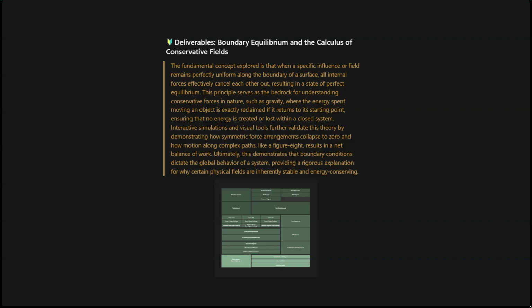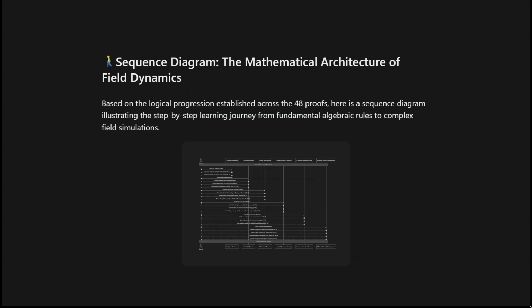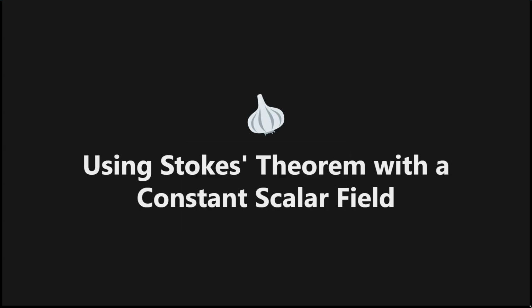Ultimately, this sheet teaches us that constancy at the boundary is the guardian of conservation. It is the reason we can trust that in a closed, conservative system, no energy is ever truly created from nothing or lost to nowhere.